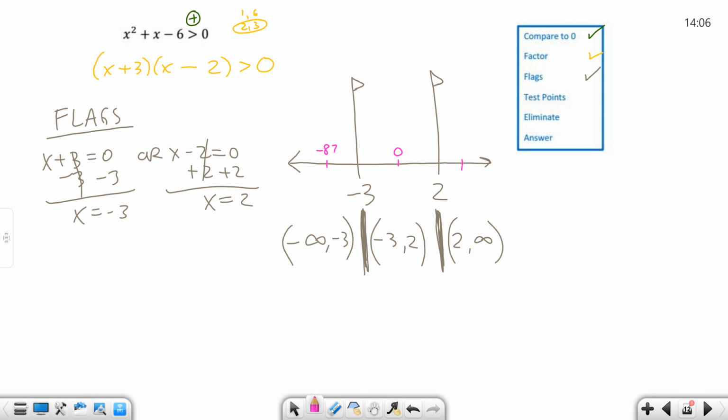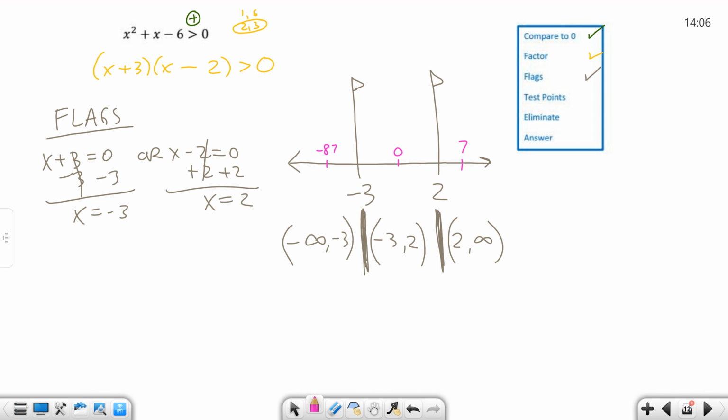I just did. And then between negative 3 and positive 2, if I can pick 0, I'm picking it. Sometimes you can't. If 0 is a flag, you can't pick 0. But here, 0 is not a flag, so I'm picking 0. And then a number bigger than 2. 7. 7's my favorite number, so I typically pick it if I can. All right? So 7 is bigger than 2.